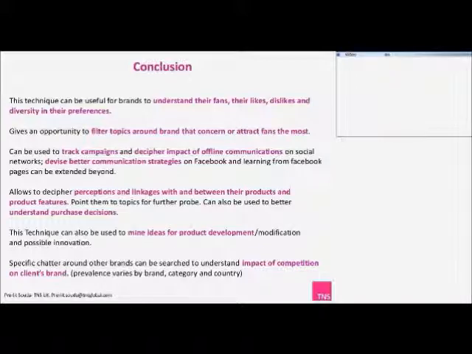Lastly, you can decipher perceptions and linkages with and between products and product features, which can help you understand purchase decisions. You can mine ideas for product development. You can also see, in certain cases, the impact of competition on the client's brand. That's it. Thank you.